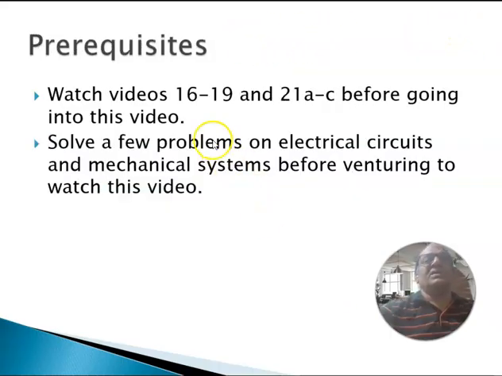It would be best if you watch videos 16 to 19 and then 21a to c before going into this video. That is, watch 16, 17, 18, 19, 21a, b, c continuously to make the most out of it. Similarly, solve a couple of problems, maybe 3 or 4, on electrical circuits and spring mass damper systems before going into this video.